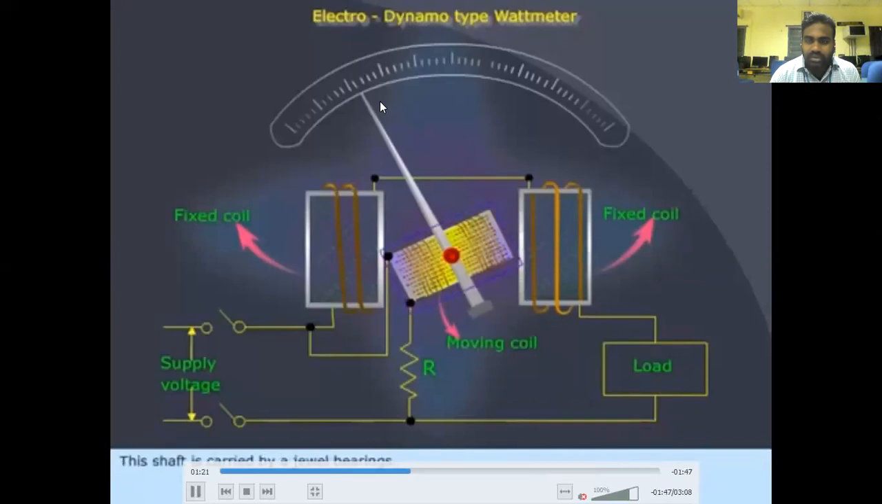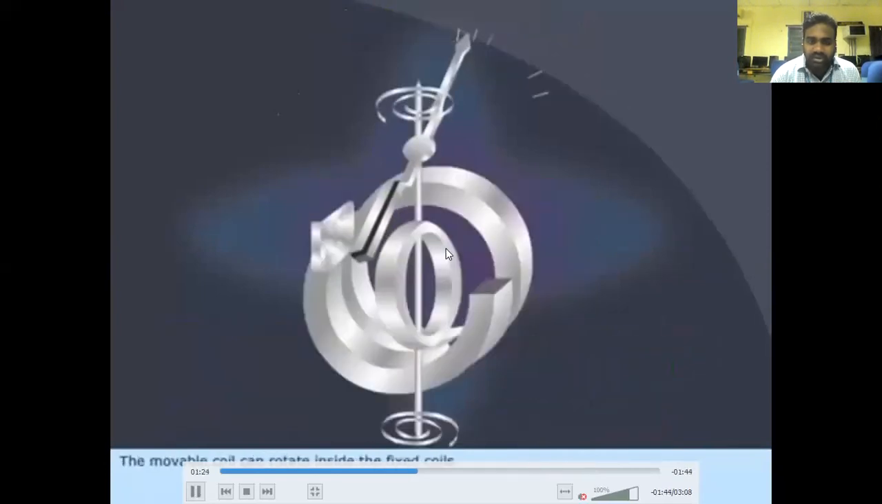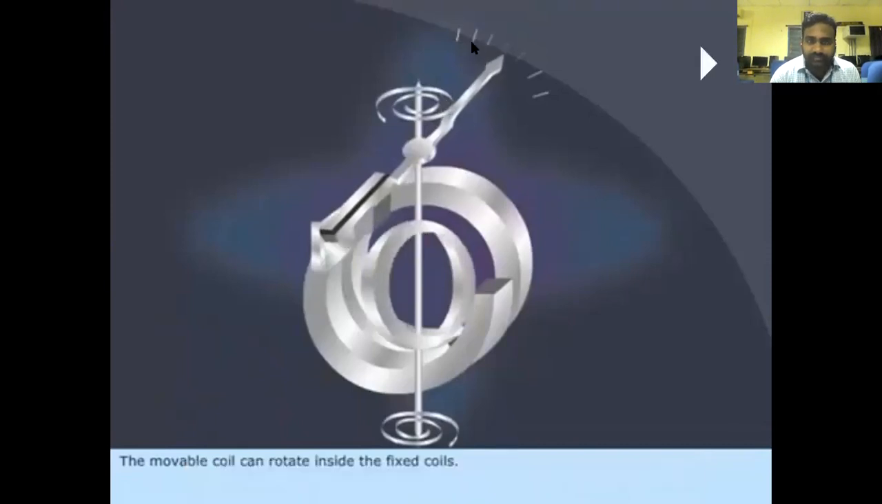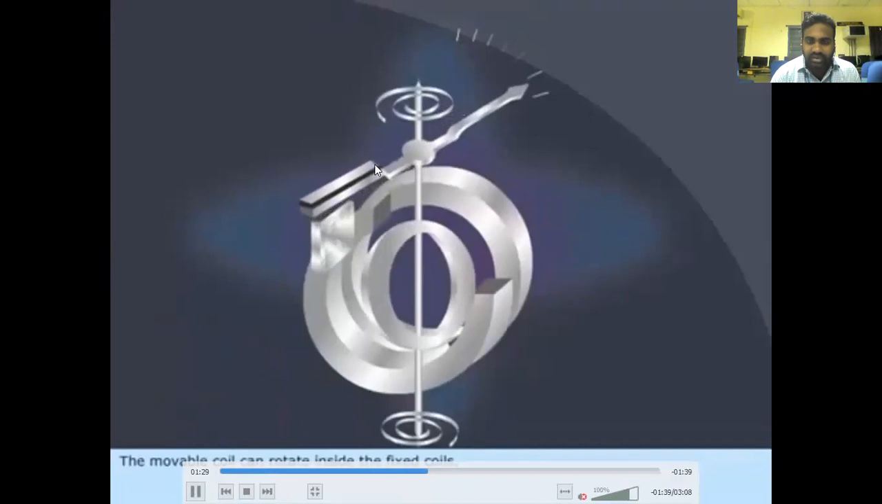the moving coil, and with respect to the connected spindle, we have connected the needle here. In this manner we are connecting the needle. So this is nothing but a moving coil, the circular thing. With respect to the circular moving coil, we have connected the spindle, and the controlling torque is achieved with the help of spring control. This is one spring at the top, and this is one spring at the bottom. With respect to the spindle connected to the moving coil, we have pivoted the needle on the spring. This is how the needle will work.